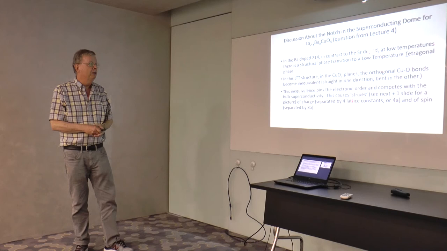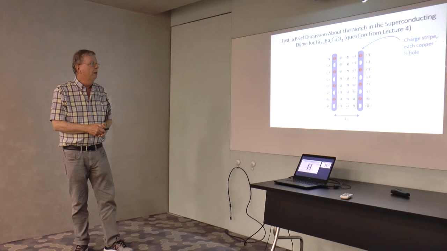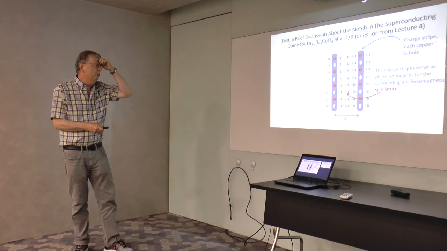So that's what it looks like. And it turns out that the anti-ferromagnetic, the charge stripes are every 4A apart and serve as separators, and the spin lattice repeats every 8 lattice units.